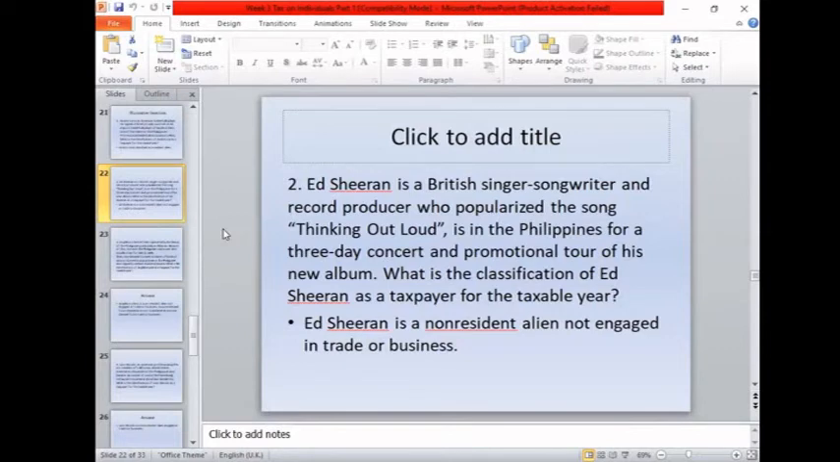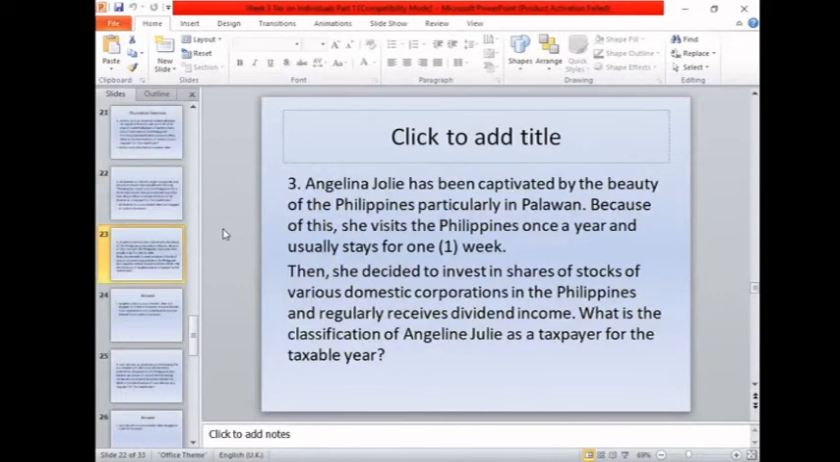That is a profession as a singer. So that is a professional income of Ed Sheeran. So they're not to be considered engaged in trade or business here. They only stay for a concert for a short period. So Ed Sheeran is considered a non-resident alien not engaged in trade or business.